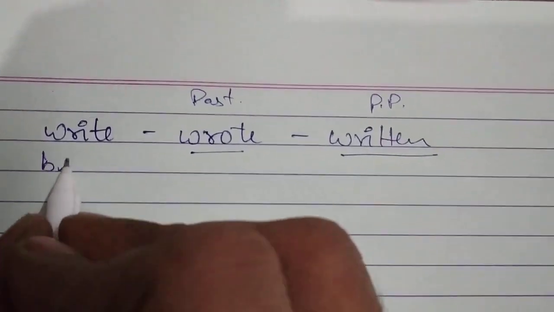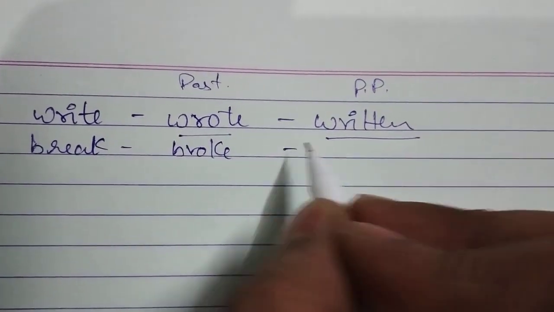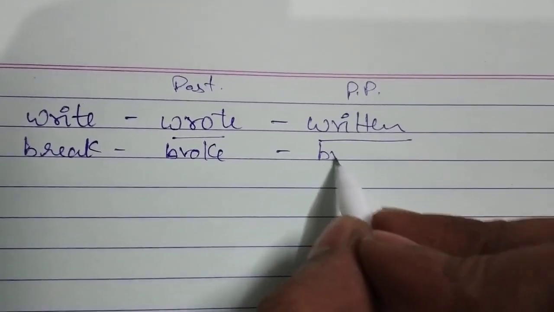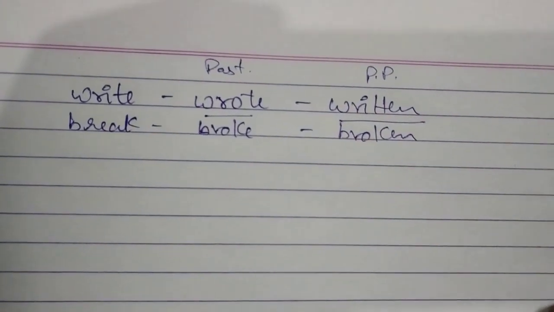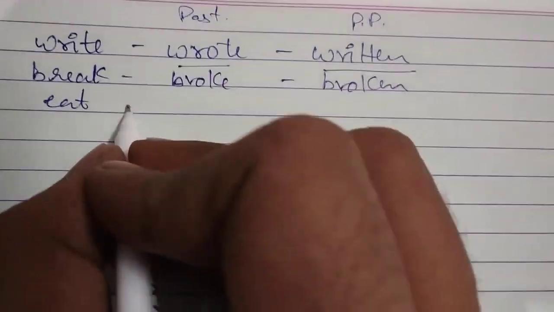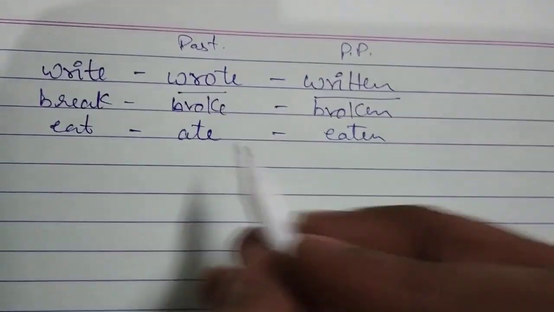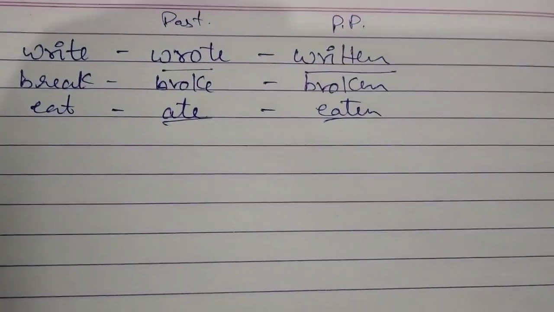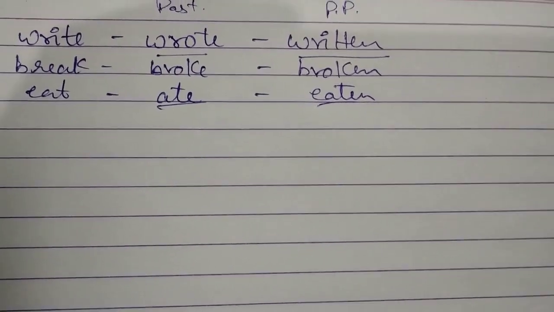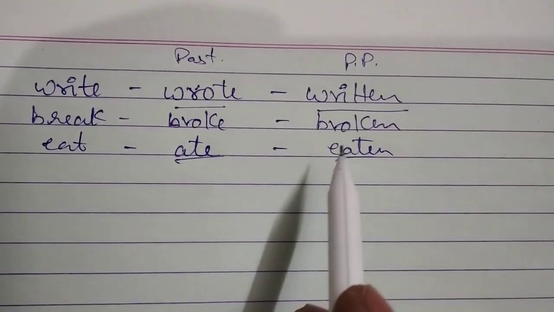In the same way, see one more. Break. Past tense will be broke, and past participle will be broken. Clear? One more. Eat. Past tense will be ate. Past participle will be eaten. See, past tense is different, past participle is different.